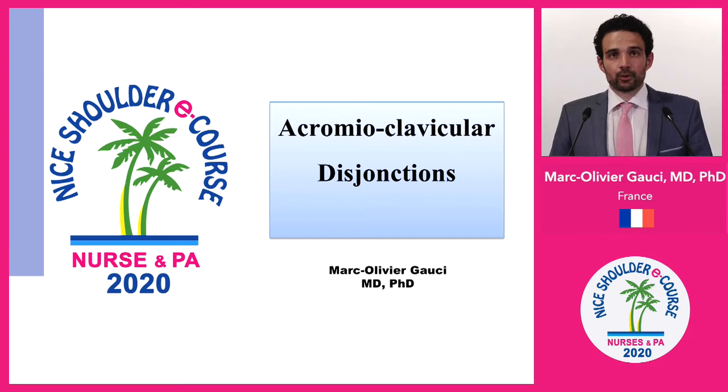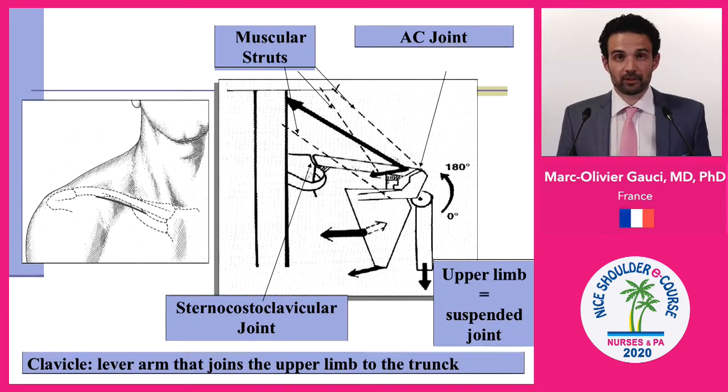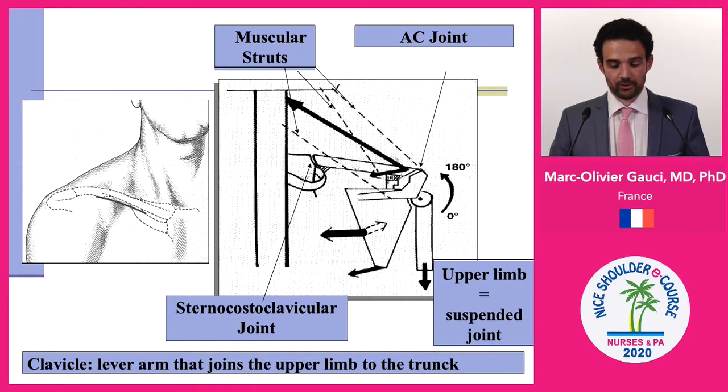I present you acromioclavicular disjunction. In fact, the shoulder is a suspended joint. The clavicle joins the upper limb to the trunk through the acromioclavicular and the sternoclavicular joints, and the muscles play the role of struts to stabilize the shoulder on the superior trunk.